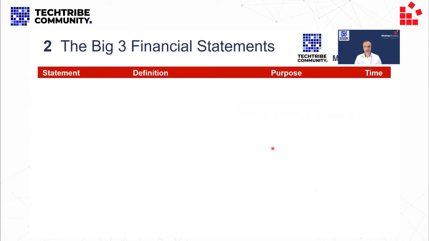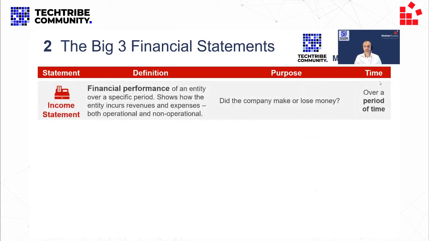And I'm going to give you a summary of what each of these statements mean, a definition for each, and their purpose, what they're used for or what they're useful for. So firstly, the income statement. This is to do with the financial performance of an entity over a specific period. It shows the revenues and expenses, both operational and non-operational. And its purpose really is to answer the question, did the company make or lose money over a specific period of time?